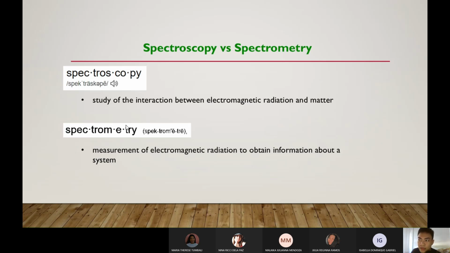And spectrometry, metry meaning measurement. So you are going to measure the properties of light and the concentration of your matter. So that's spectrometry. Those are the terms that we will use, so please take note of that.